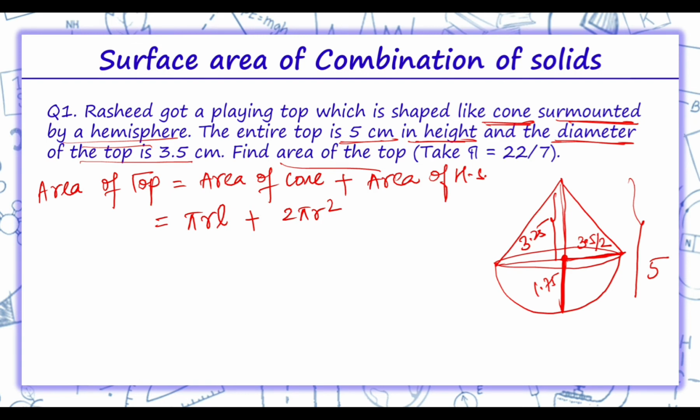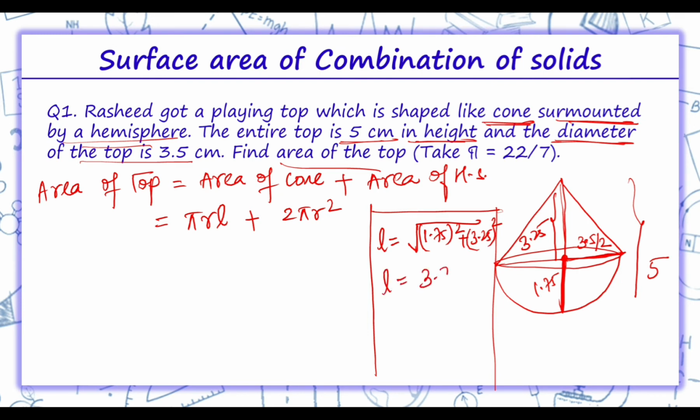Now since we are not provided with l over here, we'll calculate l. l is under root r square plus h square, which is 1.75 square plus 3.25 square. And when we calculate it, it will come out to be 3.7 centimeter approximate.